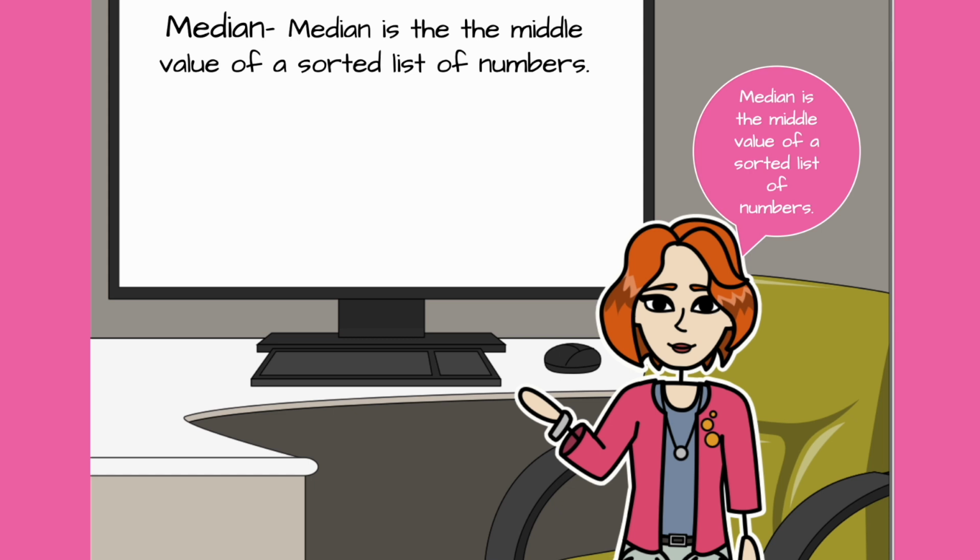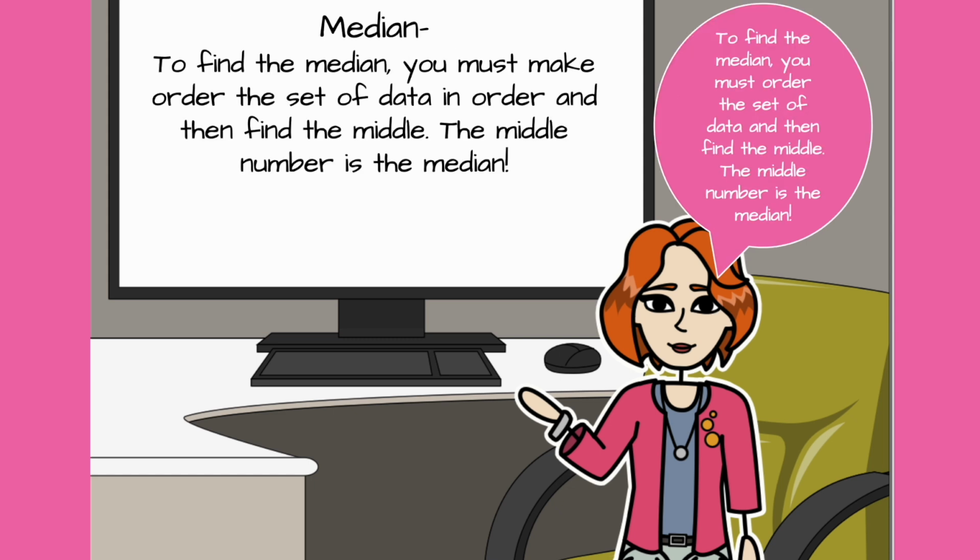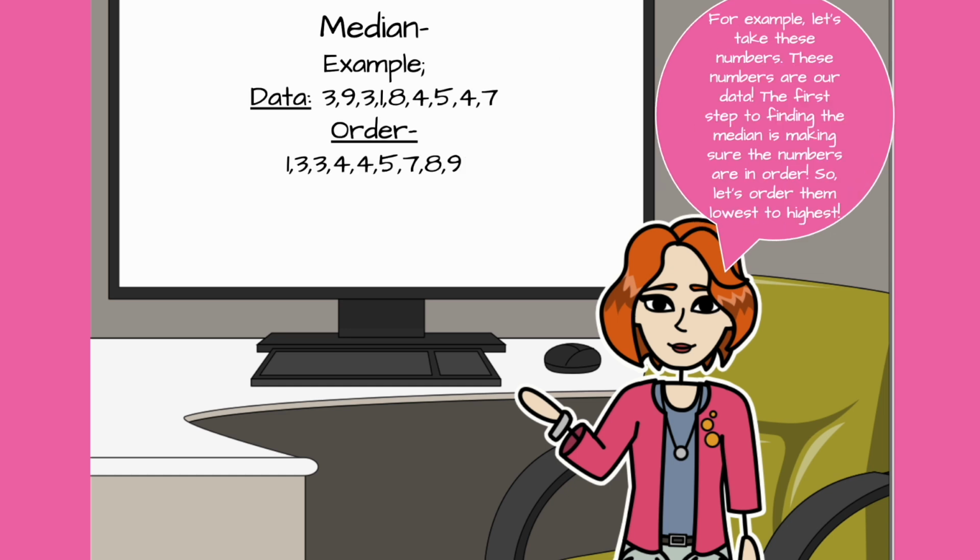Median is the middle value of a sorted list of numbers. To find the median, you must order the set of data and then find the middle. The middle number is the median. For example, let's take these numbers. These numbers are our data. The first step to finding the median is making sure the numbers are in order. So, let's order them lowest to highest.